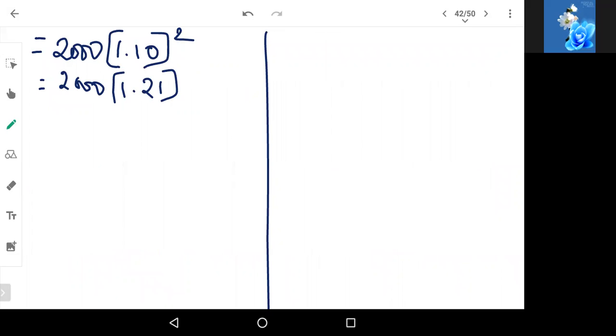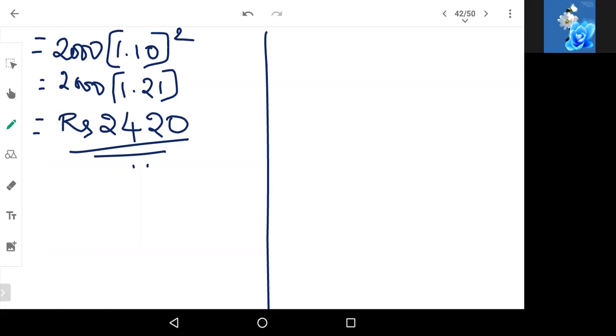So now 1.21 into 2000, you will get rupees 2420. So this is the amount that you will get after 2 years if you use compound interest. 2420 is the amount, and that is what they have asked us to find out. So that was your first part, that is annually.